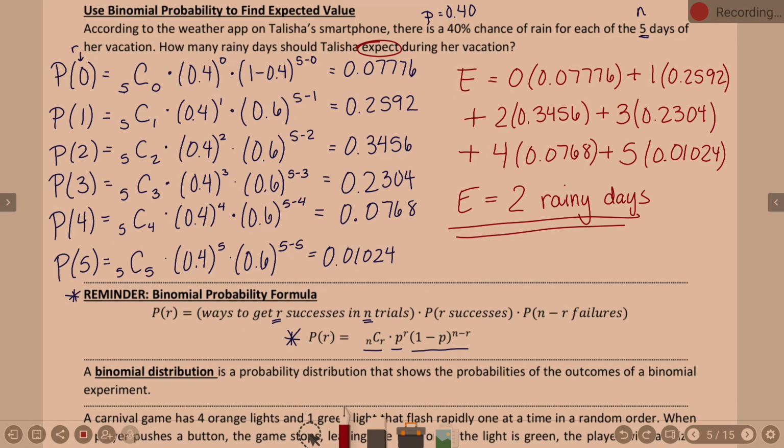Okay, guys. I know those take a lot. But that's an example of using your binomial probability formula. That's looking at 5 days. There's a 40% chance each day. That doesn't just mean there's a 40% chance all week.